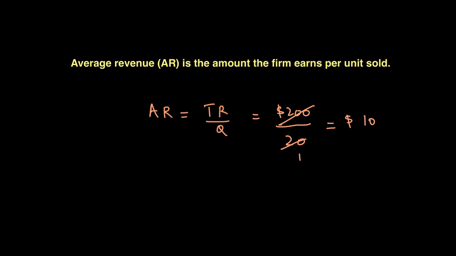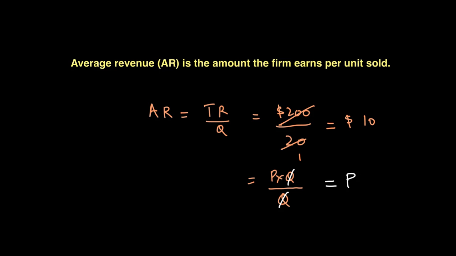In other words, I can also say this: since total revenue is price times quantity and the denominator is quantity, I can say that the average revenue is also equal to the price of the good, because ultimately this is what the firm receives per unit sold.